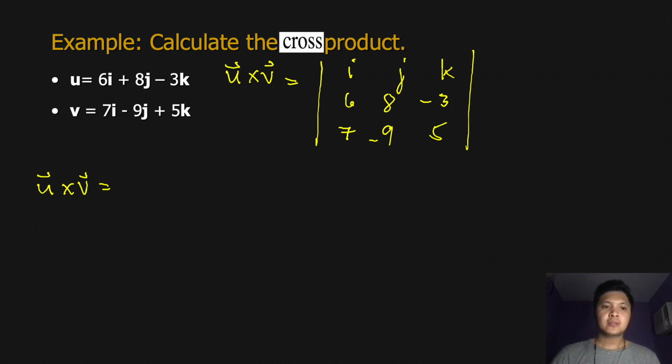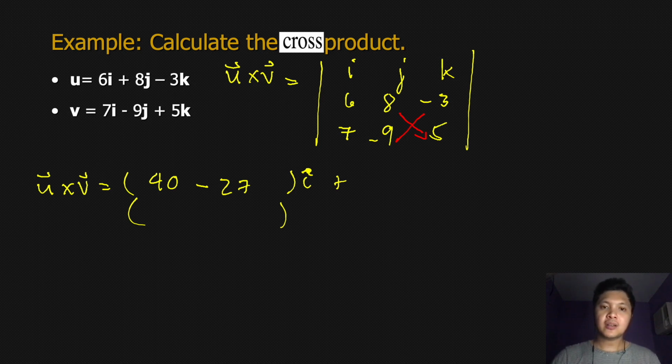So U cross V is equal to, first let's get the value in the direction of i. So let's disregard this first, and 8 times -9 is -72, minus -3 times 9, which is -27. So negative 3 times 9 is negative 27, and minus that is plus 27. Okay, on the j hat.